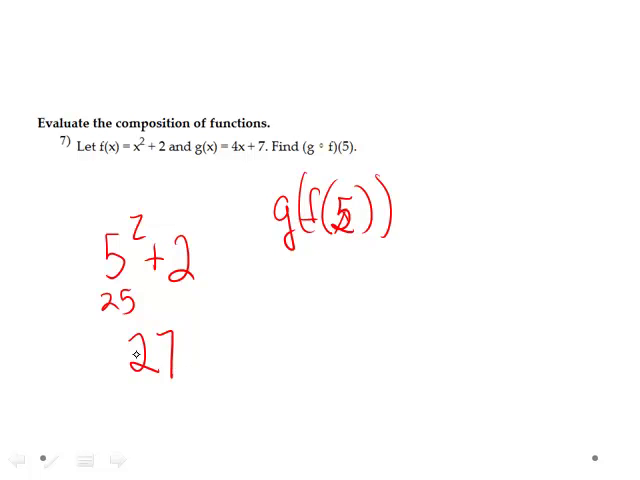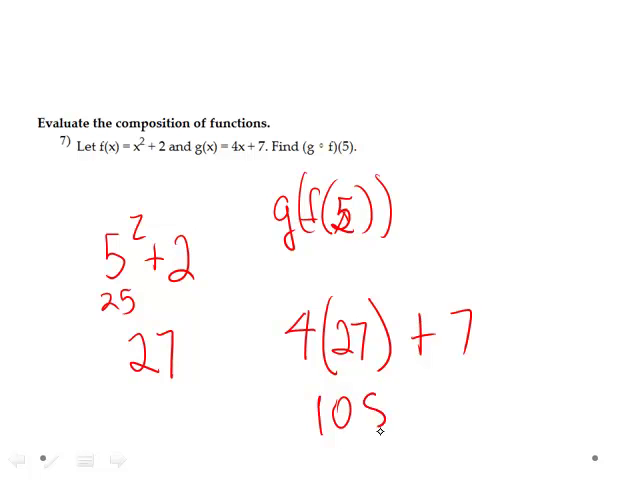Now we're going to g that. So 4 times 27 plus 7. Ooh, don't have my calculator here. Man, I wish I would remember to bring my calculator home. Okay, 4 times 27 is 108, and 7 is 115.